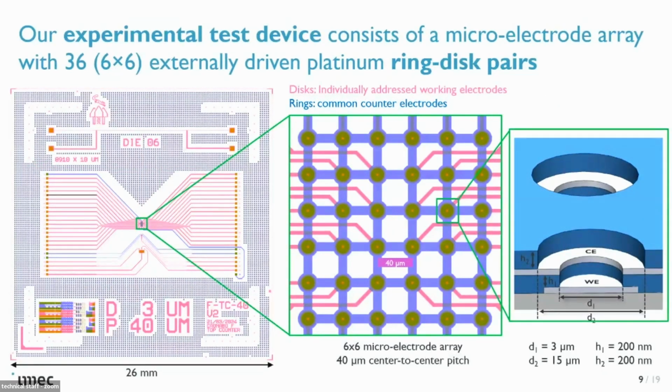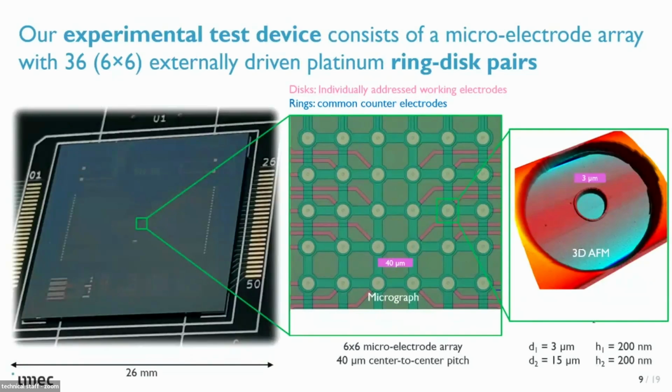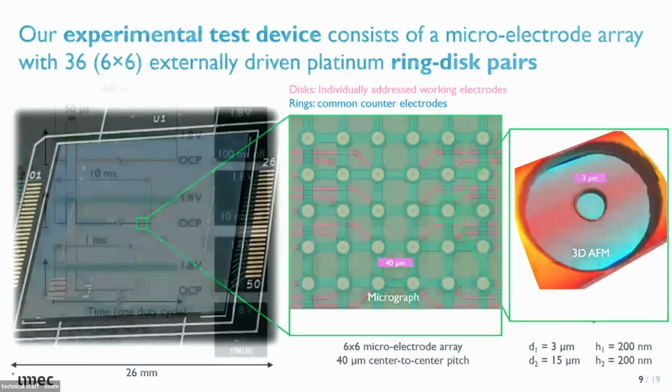This is a small test device that contains an array of 36 electrodes in a ring disk pair configuration. Each disk at the bottom here is about 3 microns in size, and it's individually addressable using an external multiplexer. The counter electrode, which is in the form of a ring that sits 200 nanometer above that, is shared between all the other electrodes. And if you fabricate that, this is what it looks like. This is just done with regular lithography, nothing too special.